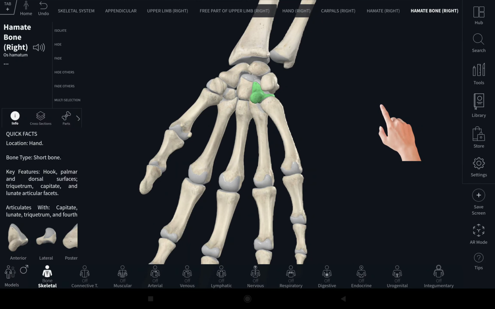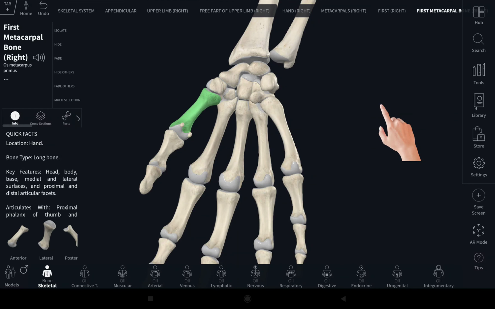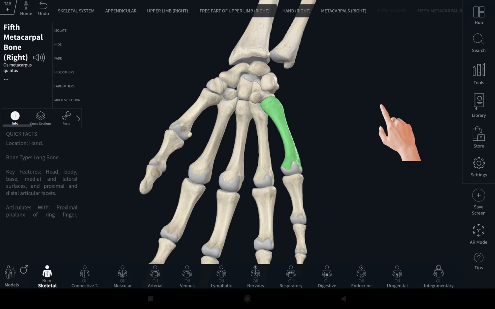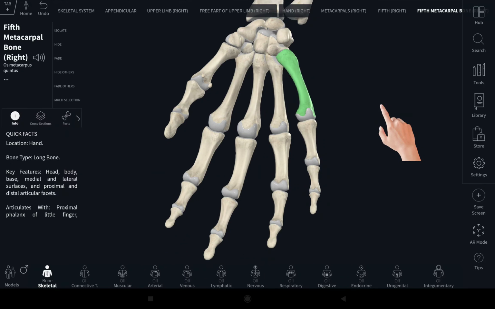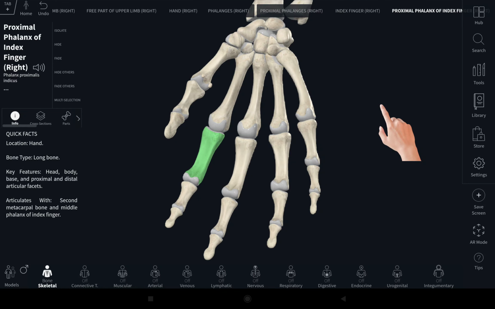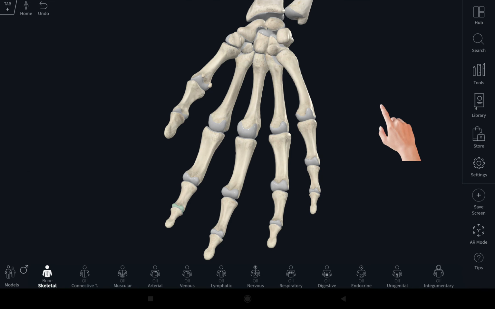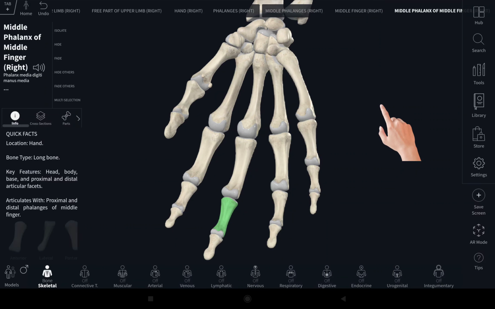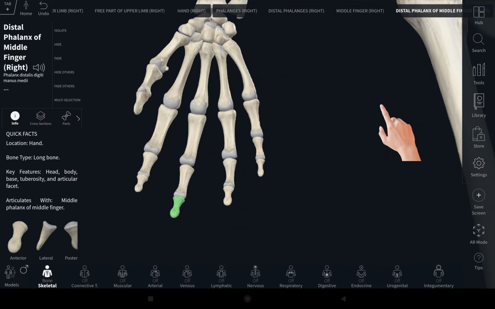Now, the carpal bones are connected with the metacarpal bones. This is the first metacarpal bone. This is the second, the third, the fourth, and the fifth. The metacarpal bones are connected with the phalanges. This is the proximal phalanx of the thumb. This is the distal phalanx of the thumb. The thumb has only 2 phalanges, but the other fingers have 3 phalanges each. This is the proximal phalanx, this is the middle, and this is the distal. Similarly, the other fingers have similar phalanges.